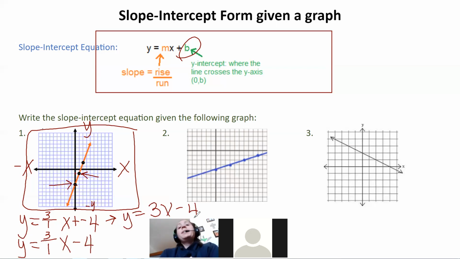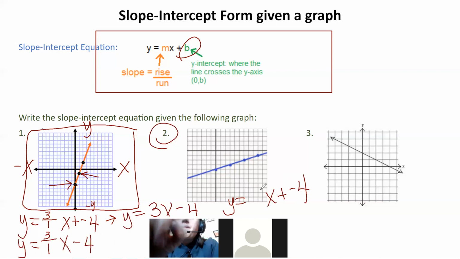Arrgh. All right. So what do you think about number 2? Where is the crossing point for number 2? Where does it cross that y-axis? At negative 4 again? Yeah, I agree. Perfect. Okay, and then what would the slope be?